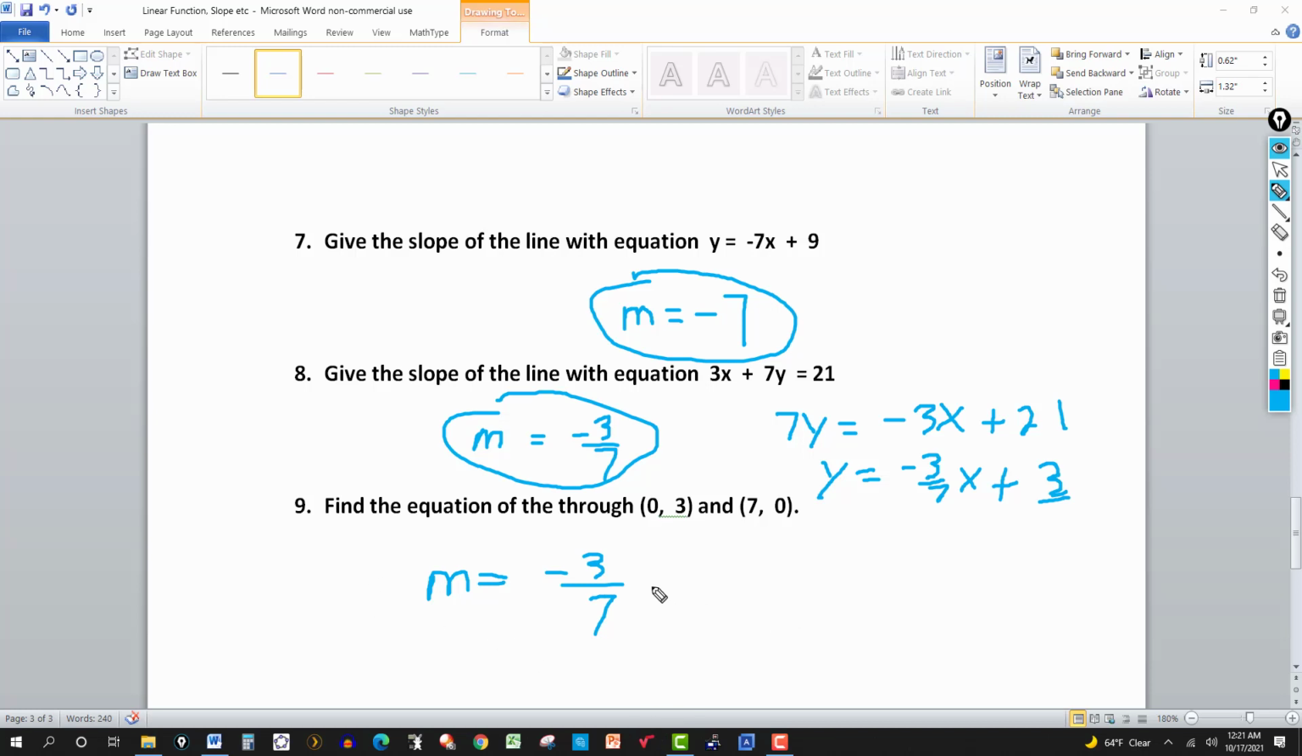We want the equation. Now we know the slope, and we have the y-intercept there, (0, 3). So we can just write it out. y is equal to negative 3 over 7 x. That's your slope-intercept form of a line. This would be plus 3.